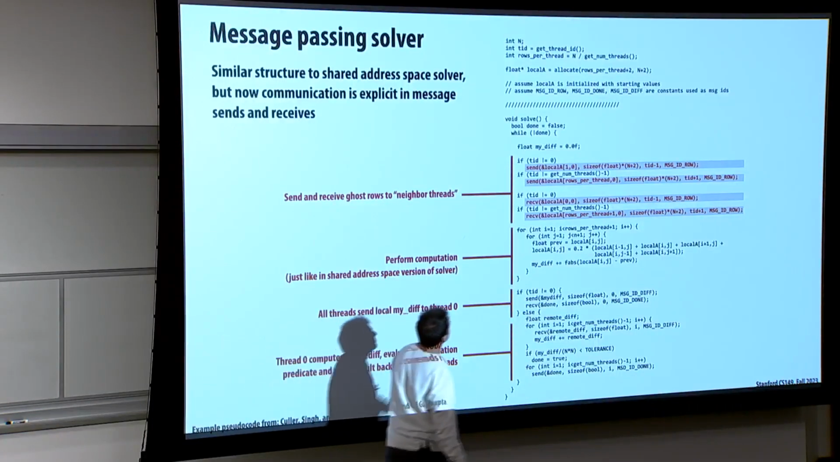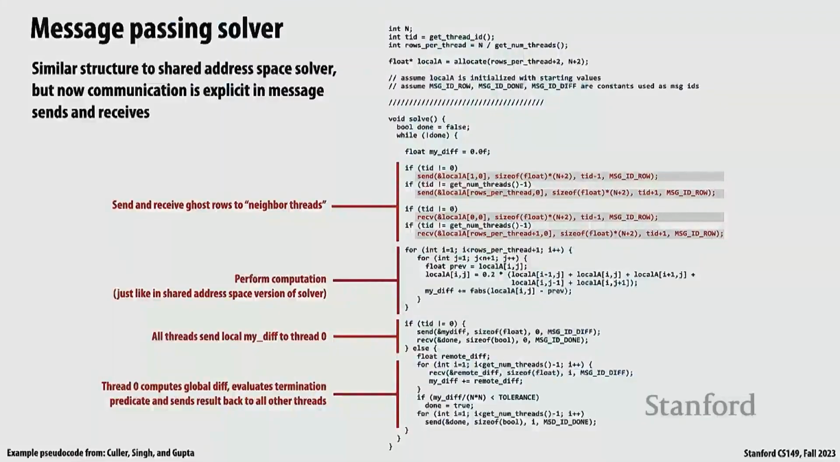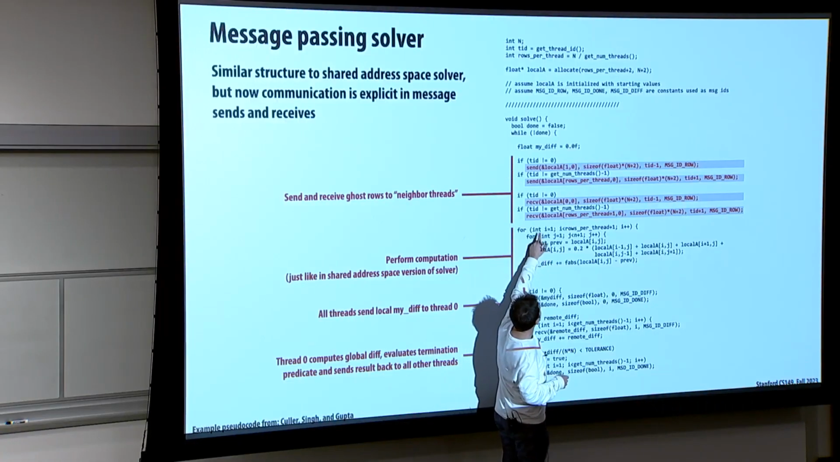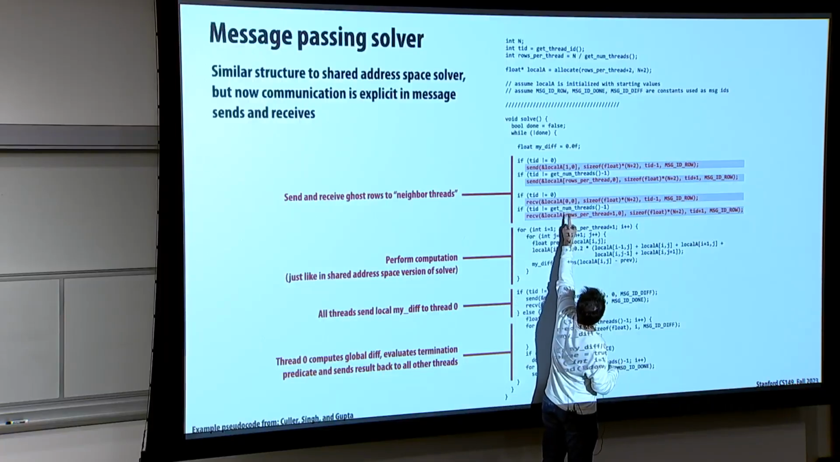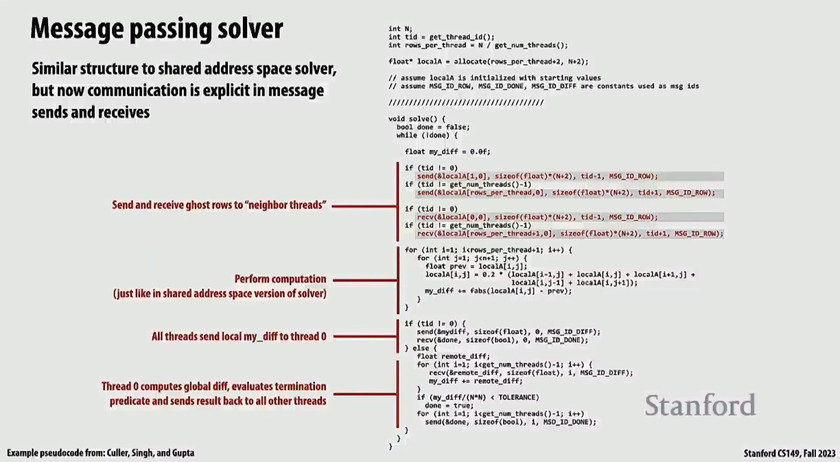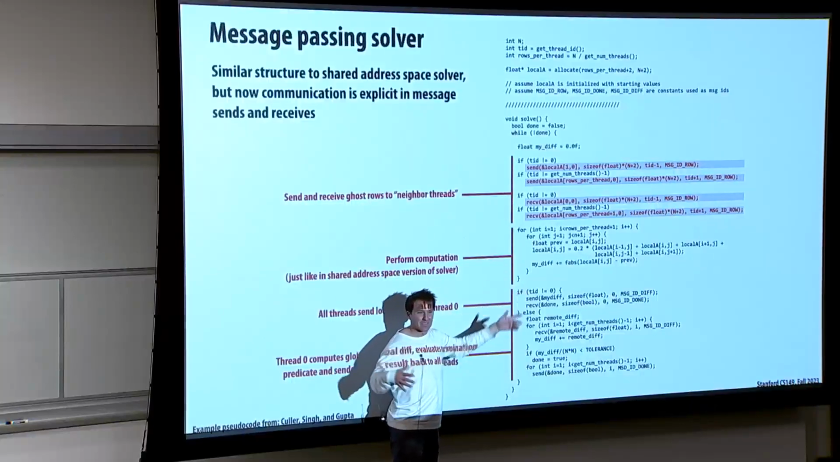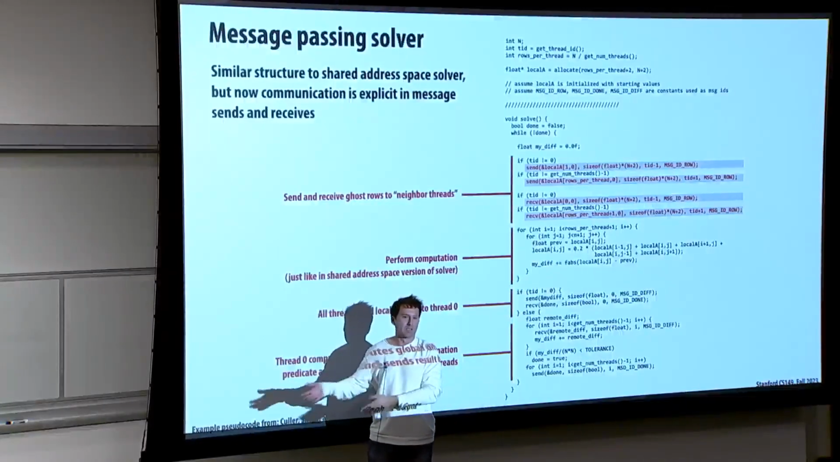And notice that for these calls to send and receive, the if statements are just: if I'm the first thread, there's nothing to my left, so I don't need to. But notice that they're storing data into the first row of local A, or in fact the last row of local A. So the data that I send and receive goes right into my local array at the top or the bottom. And I did that so that when I iterate with actual memory accesses, I don't have to differentiate between what's the ghost row and what's not the ghost row.